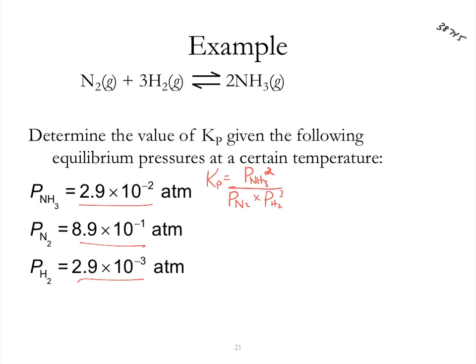So now we just plug in our numbers. The pressure of the ammonia is 0.029 atmospheres, and we're going to square that. The pressure of the nitrogen is 0.89 atmospheres, and then the pressure of the hydrogen is 0.0029, and that would be cubed. So when you plug this into the calculator and solve, I got 38,745. These numbers can have a huge range. You could have 10 to the negative 30th power. You could have 10 to the 80th power for the exponents for these. So it's really spread out.